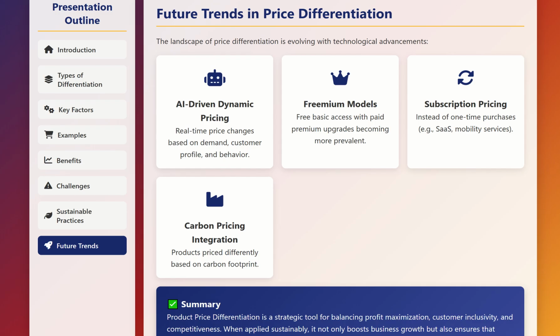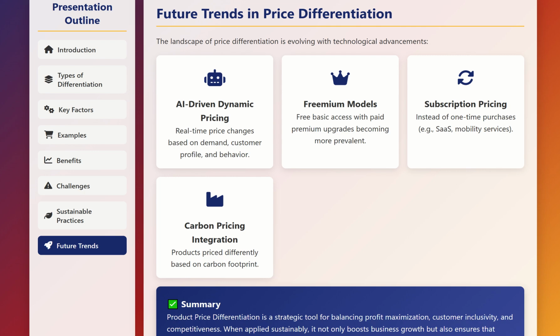One, AI-driven dynamic pricing. As I said, nowadays people are searching products in the AI. The AI checks the product average online, then gives you real-time price changes based on demand, customer profile, and behavior. So you can base your argument when you bargain for the product on the AI-driven pricing.